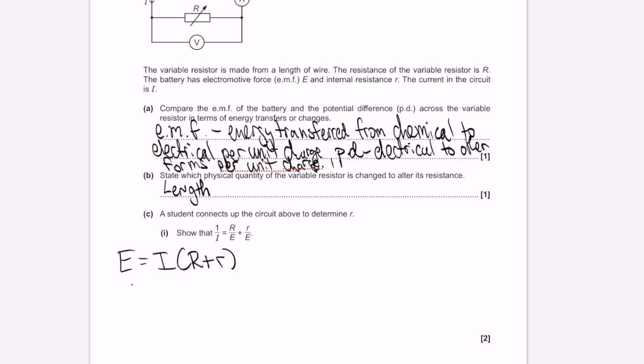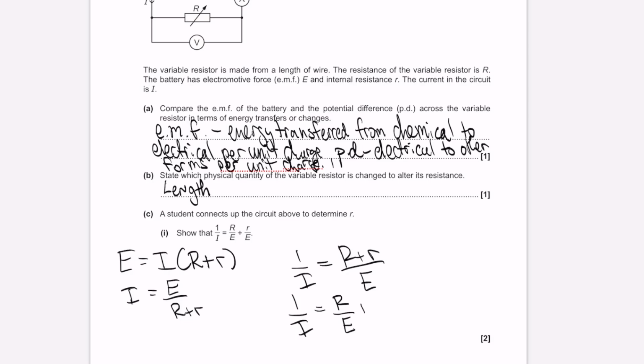Okay, so let's just rearrange for I, which is just going to be given by E divided by R plus r. Now let's flip both sides, and then what we're going to get is that 1 over I will be equal to R plus r divided by E, and then we can just follow through and say that 1 over I will be equal to R over E plus the internal resistance divided by the EMF, and this is what this expression here looks like.